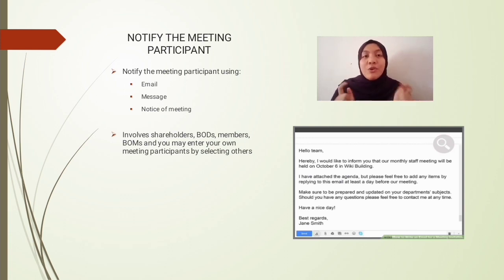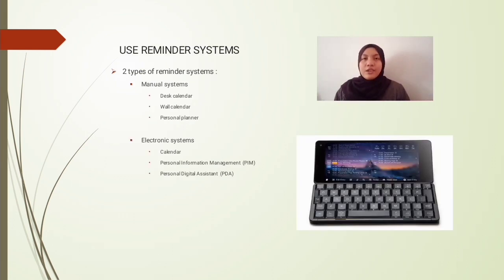So if you look at this slide, you will notice that there are 3 ways on how we should notify meeting participants. The first one, we can use email. Second one, we can use message. And third one, we can use notice of meeting. Usually meetings will involve shareholders, board of directors, members, and board of managers, and you may enter your own meeting participants by selecting others. Okay, next is use reminder system.